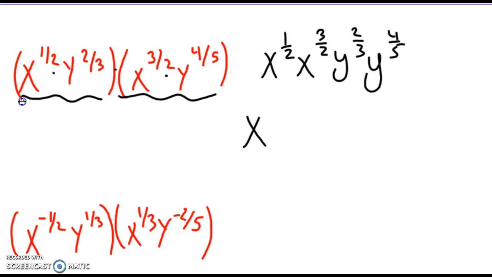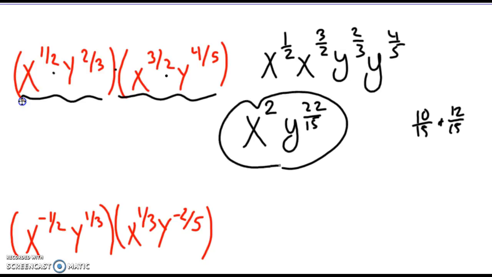Therefore, I can simply add my x's to get 4/2, which reduces to 2. I should always reduce my fractions. And then I get y to the something 15ths. On the side, I'm going to say that's 10/15 plus 12/15, so I get 22/15.